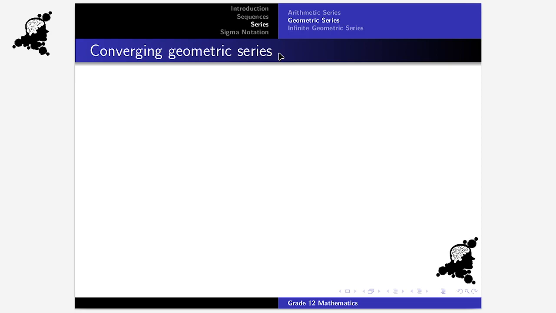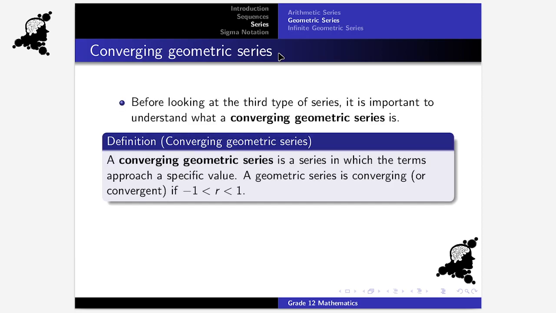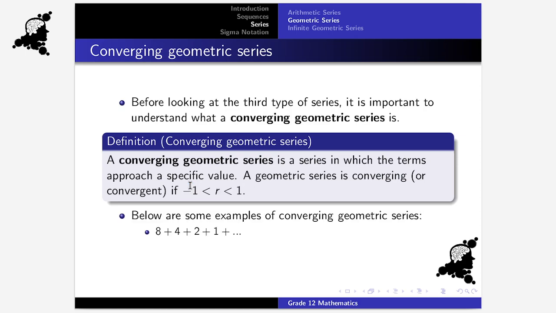We're talking about a converging geometric series. What does converge mean? In English, the word converge means to meet. But when we're talking about a converging series in mathematics, a converging geometric series is a series in which the terms are approaching a specific value. I'll give you an example just now. A geometric series is only converging, or we say the sequence is convergent, if the ratio is between -1 and 1. Here are some examples of converging geometric series.